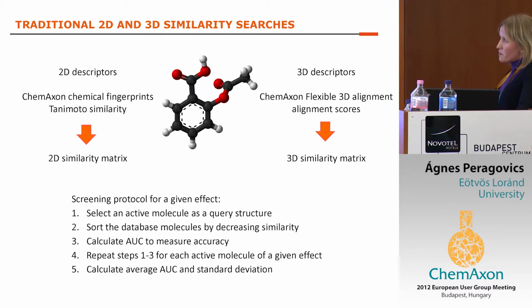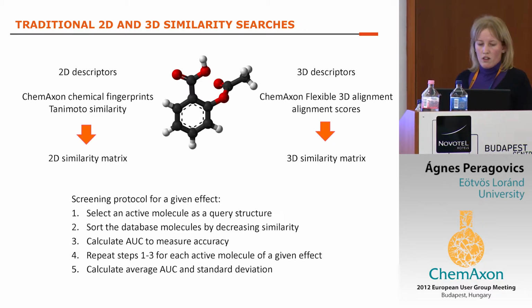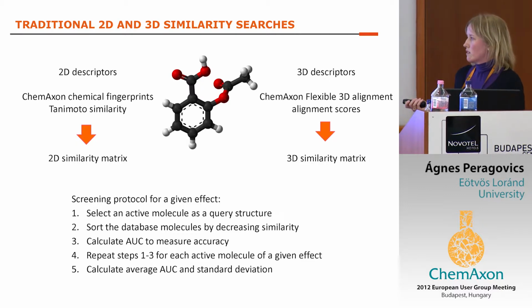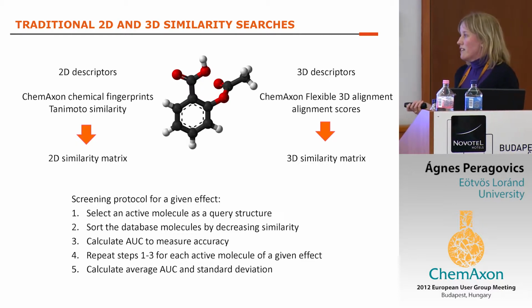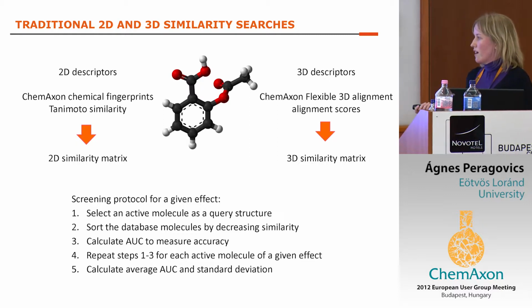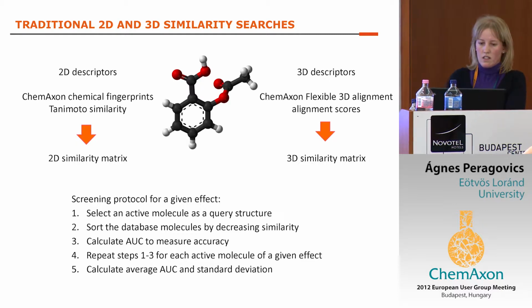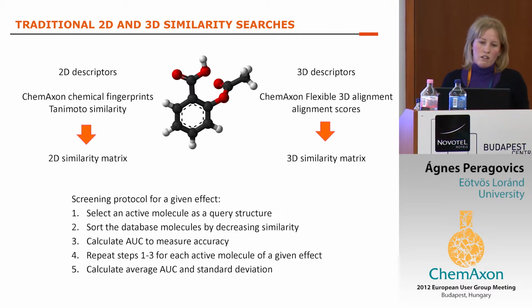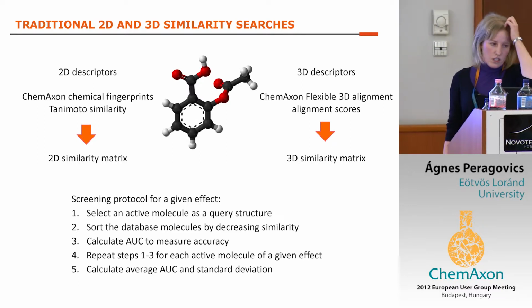And because the conventional searches cannot handle multiple active query molecules, we repeated these three steps for each active molecule of a given effect. And then finally, we calculated the average AUC and the standard deviation. So this is how we created these accuracy measures.